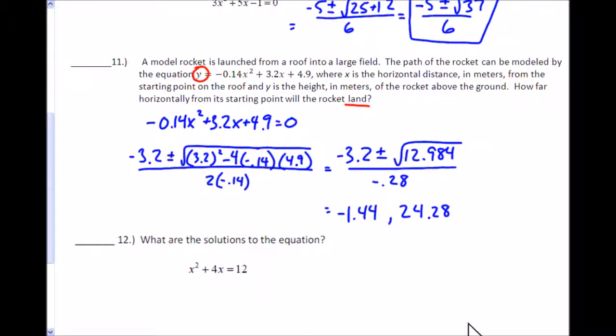And really, one of these answers makes sense and the other one does not. The answer that doesn't make sense is the negative. The rocket's not traveling backwards. I want the positive distance. So that's it in meters. Okay?